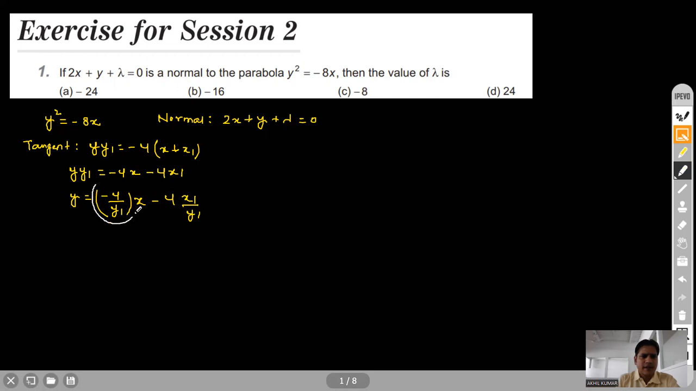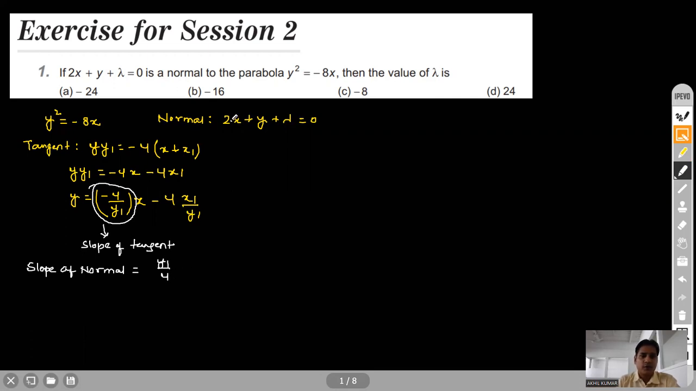Okay. So basically this is the slope of the tangent. This is the slope of tangent. So what will be our slope of normal? What will be our slope of normal? Slope of normal will be y1 by 4, right? y1 by 4. Basically, I'm reciprocating this slope of tangent, and I'm changing the sign. So this will be y1 by 4.